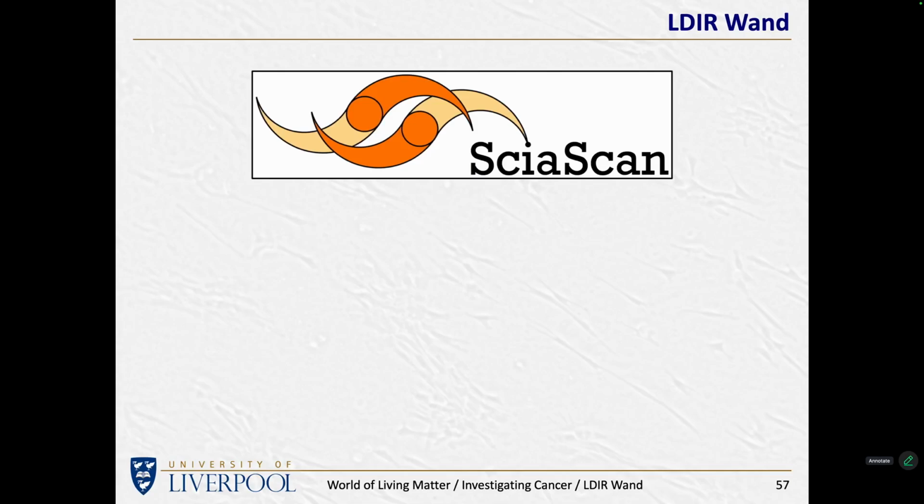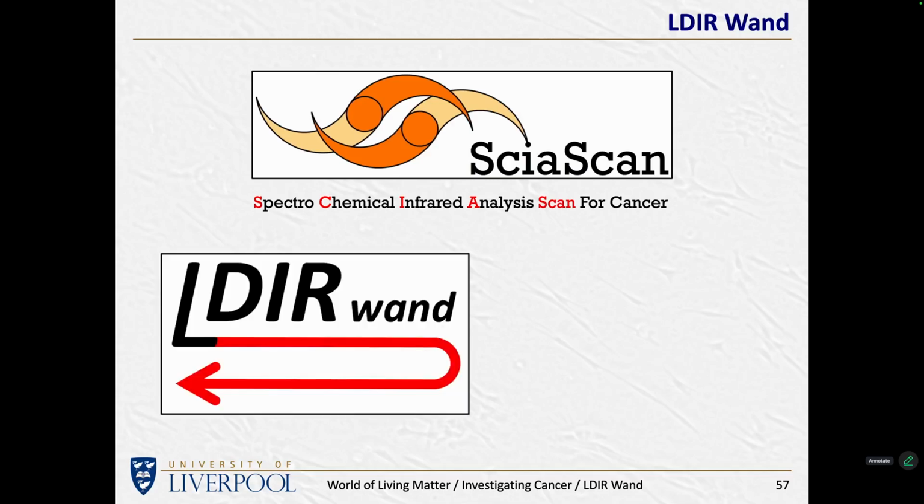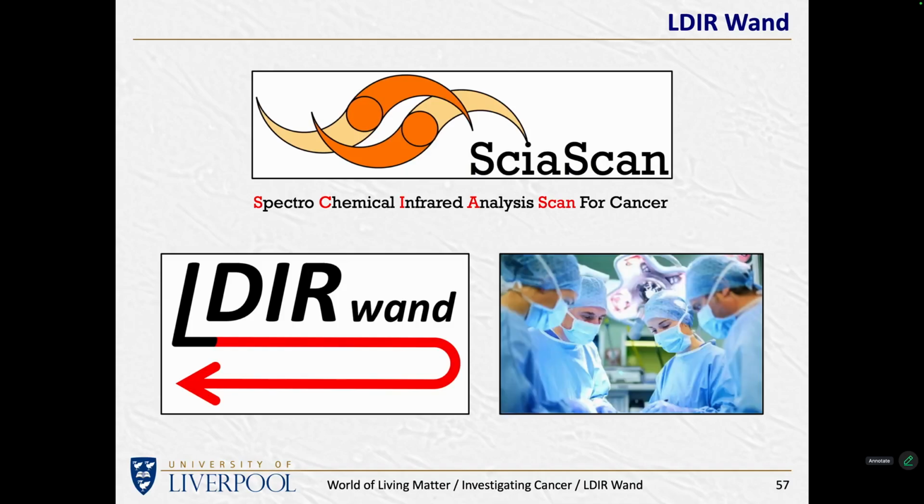All this work is going on in what we've called the SciScan group. We're calling that the spectrochemical infrared analysis scanning for cancer. The device we are prototyping is called the Elder Wand, the Liverpool Diagnostic Infrared Wand. Ultimately, in years to come, we would hope to have a medical device which could be used by a surgeon such that if they are, for instance, excising a particular tumour or a particular part of tissue, they could use this wand to verify, is all of the tissue that we're leaving behind healthy?